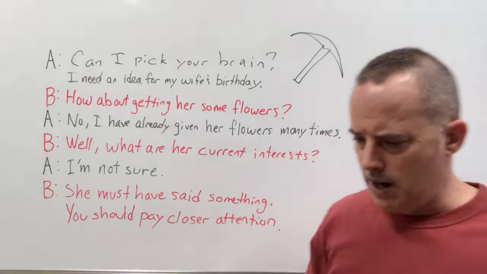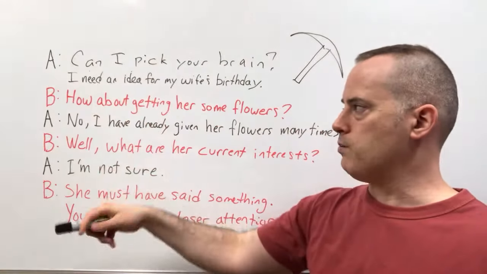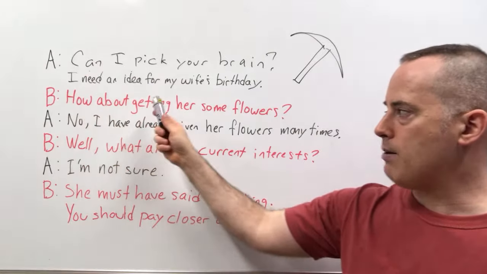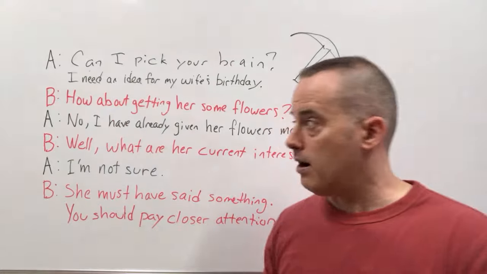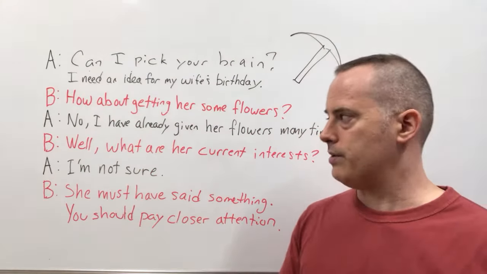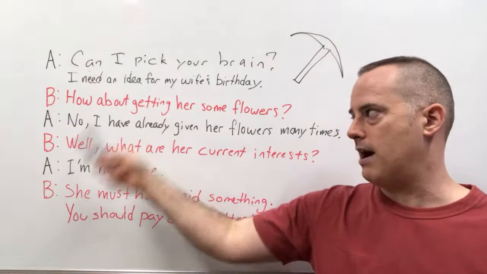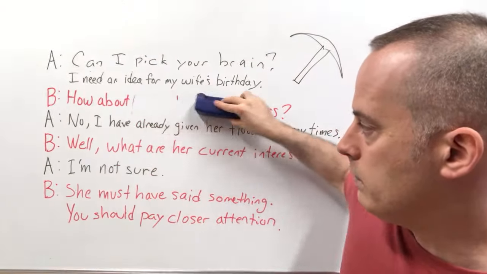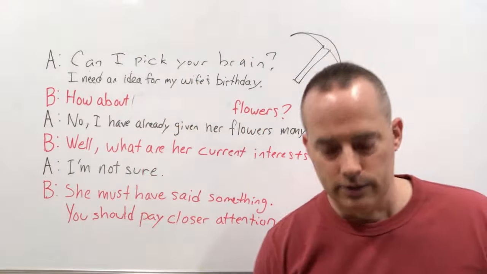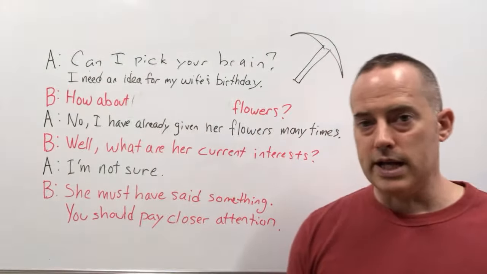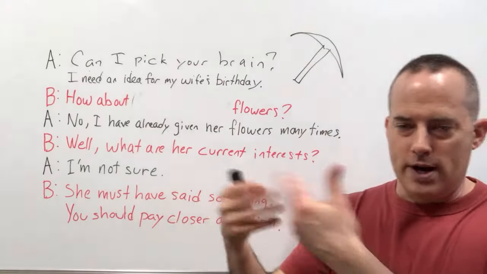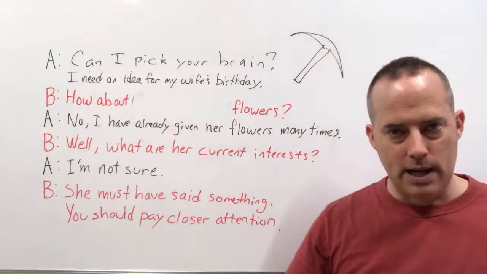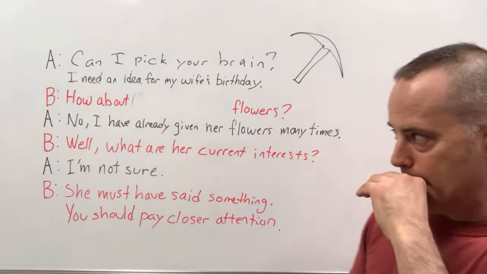All right. So I need an idea for my wife's birthday. We're going to keep this one the same because this is about as simple as we could get. I need an idea for my wife's birthday. And so I say, how about getting her some flowers? Now I'm going to shorten it to show how we could say this. It's fine to say, how about getting her some flowers? But I could just erase this and say, how about flowers? Very simple, very easy. Remember, natives understand the point. We don't need to say where we're getting the flowers from or what kind of flowers. We're not talking about the main point. The idea is just, how about flowers?